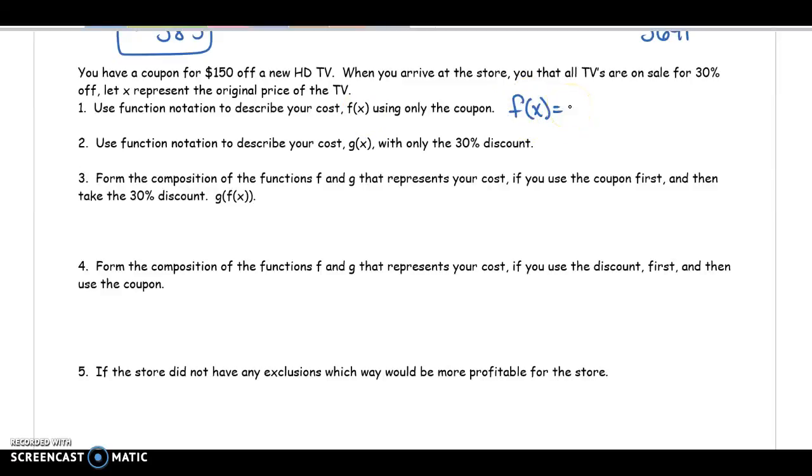So number 1 is saying, use function notation to describe your cost, f of x, of using only your $150 off coupon. So the TV costs x dollars. We are going to deduct $150 from that price. So your f of x function is x minus 150.